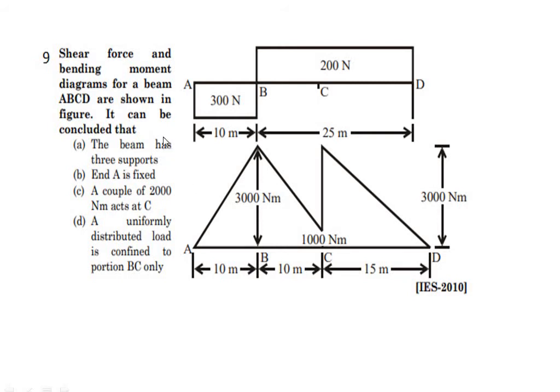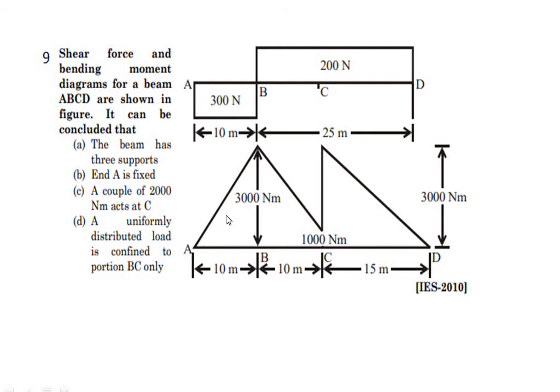If the beam has 3 supports, there should be 3 surges at least, right? So 3 sudden increases in the shear force diagram. So you have a sudden change in the diagram here, and you have a sudden change here, and you have a sudden change here. Okay, so this may be one of the options. So let's check it with the bending moment diagram.